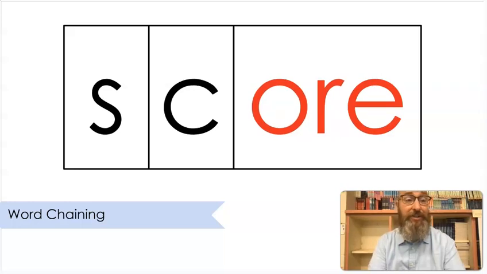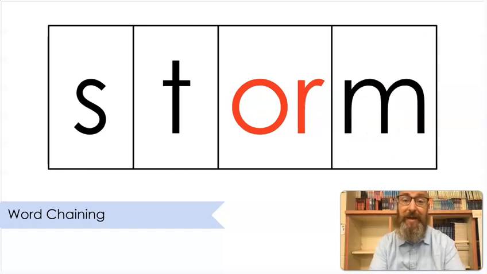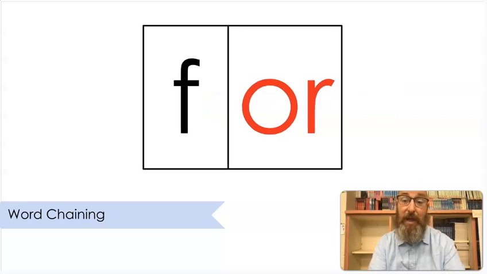What about on score if I change the k to t? What's my new word? Store. What if on store I put an m at the end? What's my new word? Storm. What about on storm if I change the st to a f? What's my new word? Form. What about on form if I get rid of the m? What word do I have now? For.